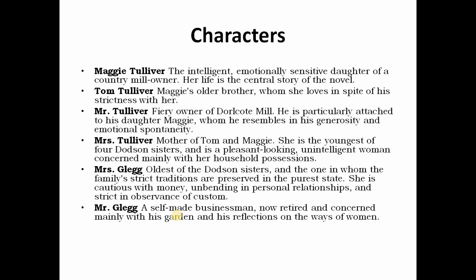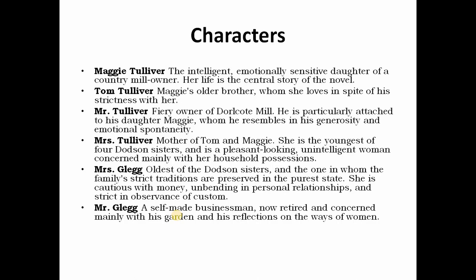Tom Tulliver, Maggie's older brother, one important character in the novel. Tom, the heroine's brother, whom she loves in spite of his strictness with her. Although he is very strict, she loves him too much, and vice versa, he loves her as well.